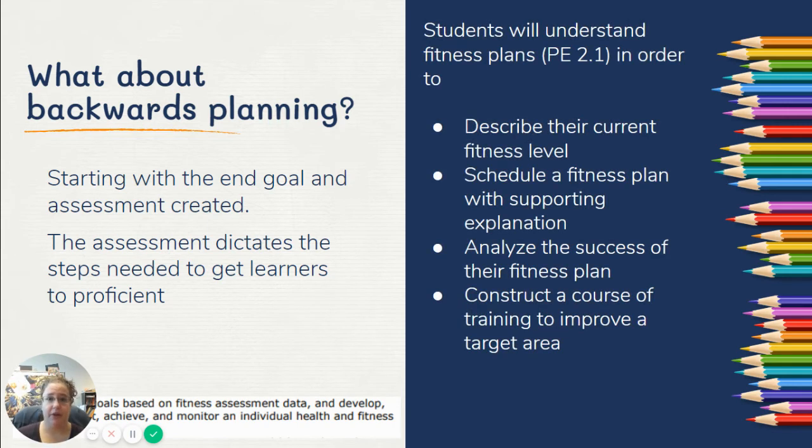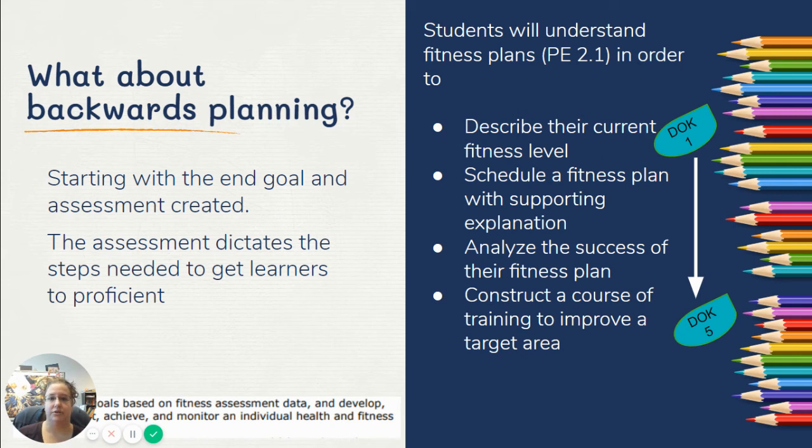So here's an example of how this builds for you an approach to backwards planning. Students will understand fitness plans. That's PE 2.1, indicated down in the bottom left corner. In order to describe the current fitness level, schedule a fitness plan with supporting explanation, analyze the success of their fitness plan, and construct a course of training in order to improve a target area. So we see the clear building of DOK from describe to construct.